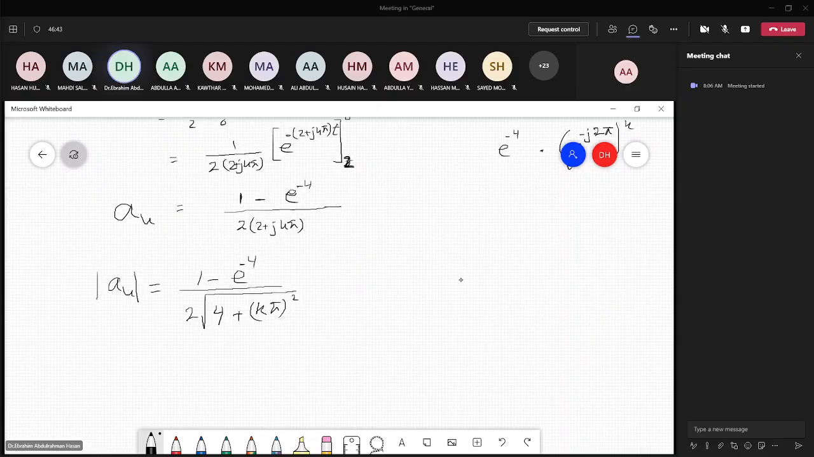What is the angle of this one? Angle of AK equal to angle of numerator, it is 0. Angle of 2, again 0. So then we have only angle of this, so it is minus tan inverse of k pi divided by 2.